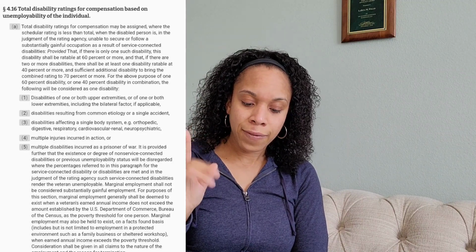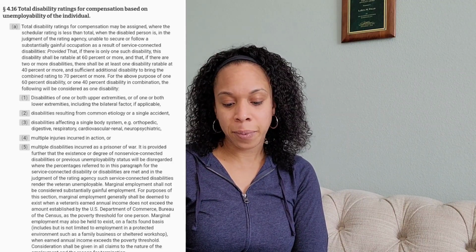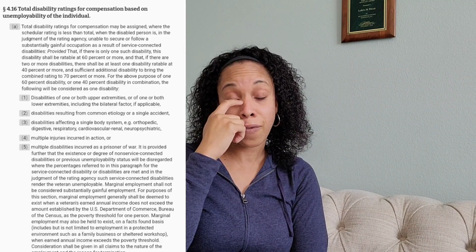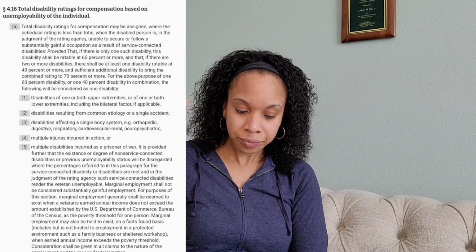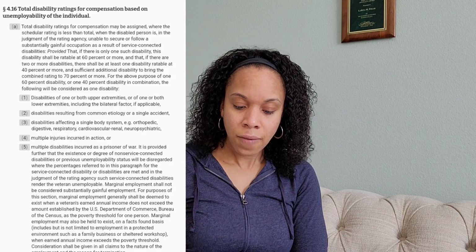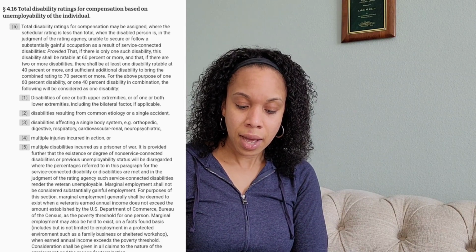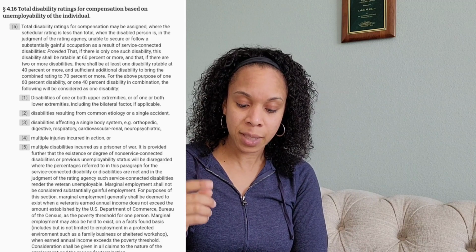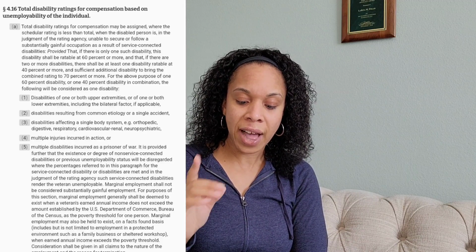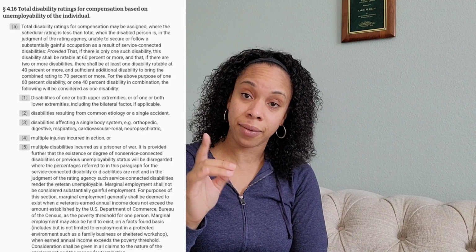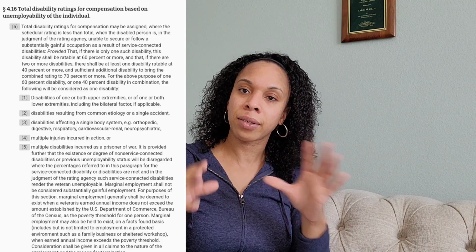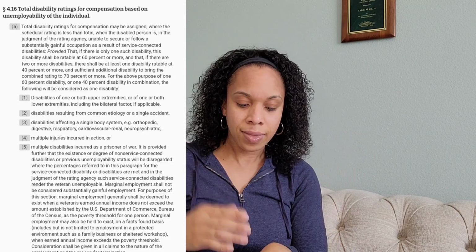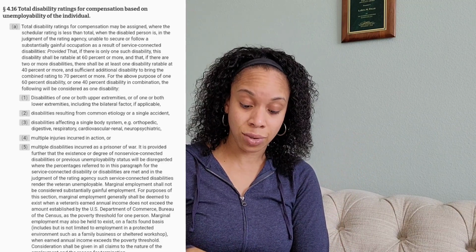When they're saying you have to have 70% or more combined for multiple disabilities and have at least one disability rated at 40% disabling, there's a section that says, for the above purposes of one 60% disability or one 40% disability in combination, the following will be considered as one disability. So that whole requirement of needing at least one rated at 40% or one rated at 60%, these are some of the requirements that you can consider.